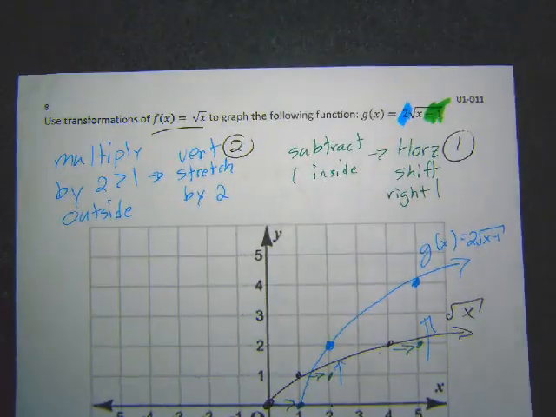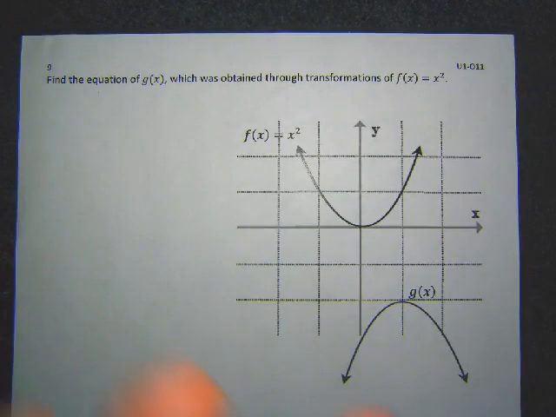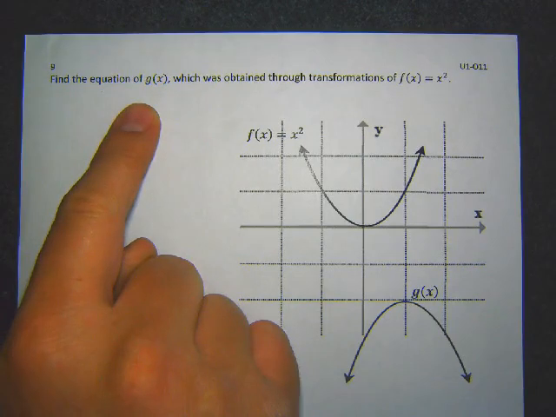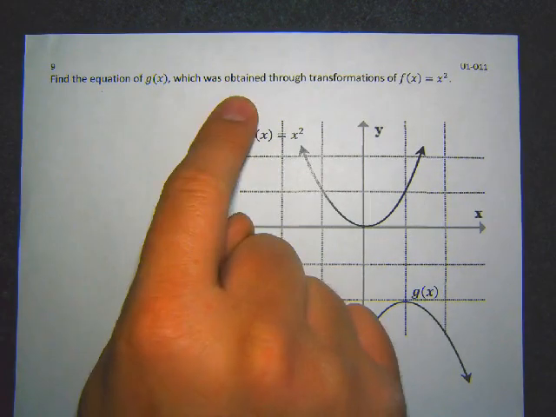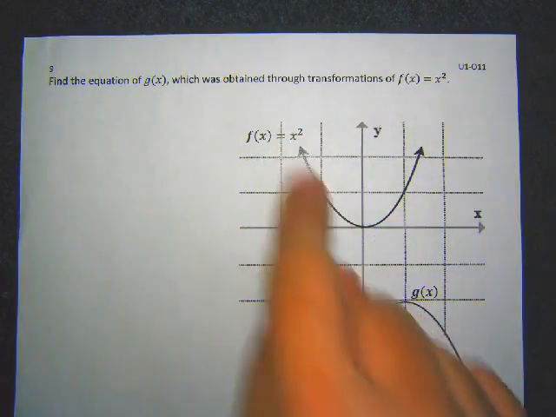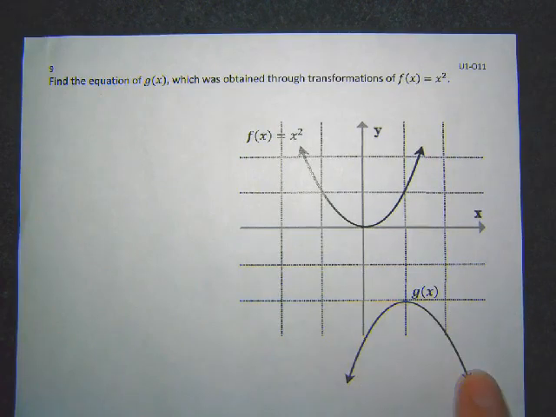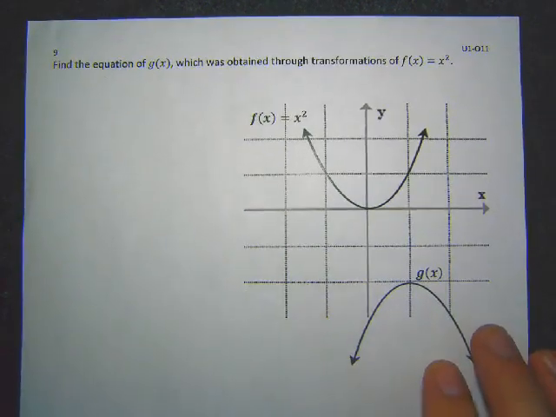Okay, I've got one more. This is kind of an interesting teaser one, and then after that, we're done. So find the equation of g of x if it's obtained from transformations of f of x, which is x squared. So they're saying this guy right here is f of x, this is x squared, and this is g of x. And so they want to find the equation.